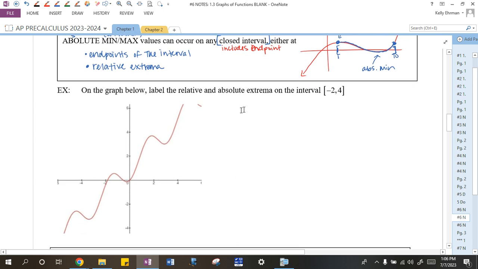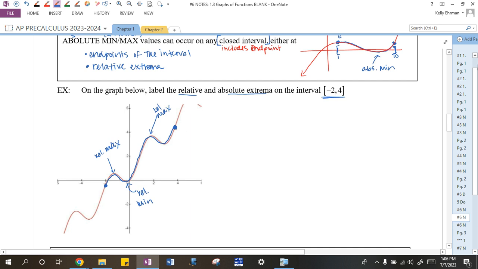So on the graph below, label the relative and absolute extrema on the interval -2 to 4. So first of all, let's look at -2 to 4. So here-ish, to just kind of estimate where that is. Here to here, we're just looking at this interval. Ignore the other stuff. I'm not asking you to label the actual ordered pairs. I'm just asking you to say, there's a relative min. Wow, really? There's a relative max. There's a relative min. Here's a relative max.